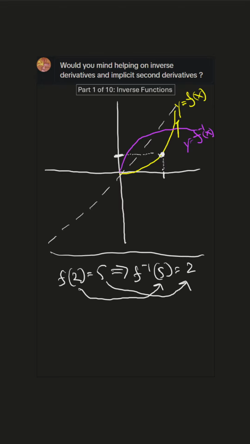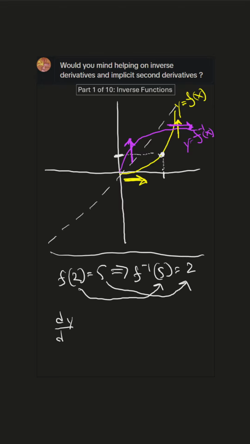And we can even see that the slopes kind of swap. Look at the slope here. It's very steep. And in the same region, this slope is very gentle. And likewise here, this slope is very steep in this region. And this slope is very gentle. So the slopes are reciprocals.